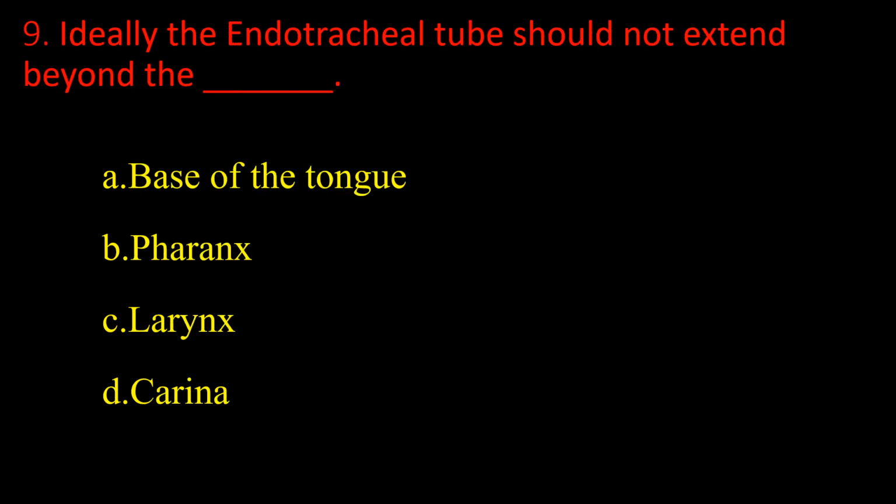Ninth one, ideally the endotracheal tube should not extend beyond the dash. A. Base of the tongue, B. Pharynx, C. Larynx, D. Carina. So here the answer is Carina.